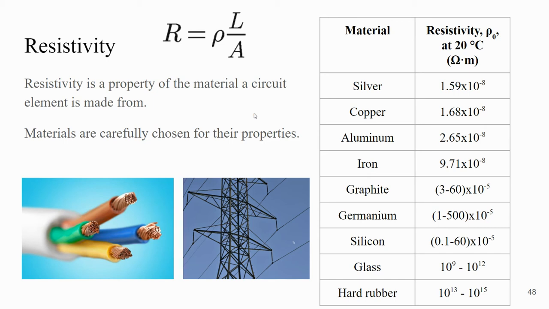The resistivity of your thing doesn't depend on its shape, doesn't depend on anything like that. It just depends on what the thing is made of. So materials are carefully chosen for their properties. Sometimes you want low resistivity, sometimes you want high resistivity. So you choose the thing.